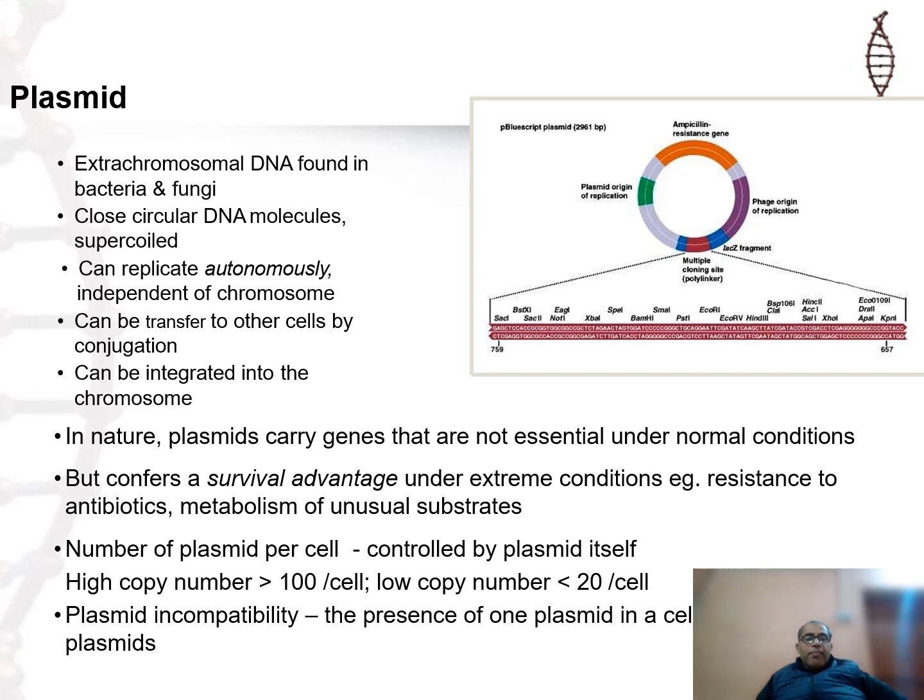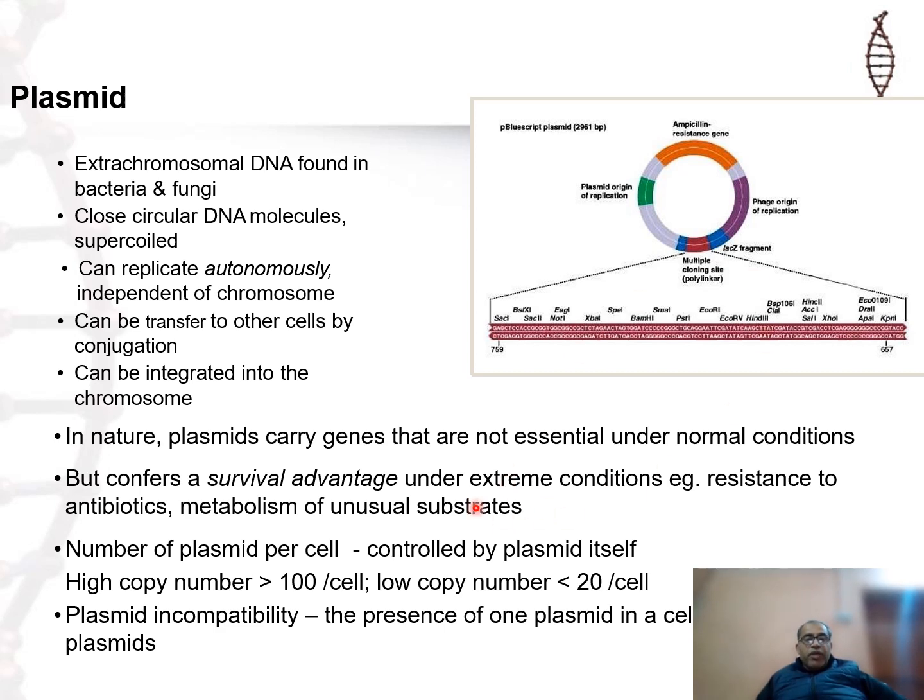This one is, for example, plasmid DNA. Here, the multiple cloning sites have been indicated, which you can use to insert a specific or particular gene into these sites, and then that plasmid vector will be transformed into a particular host for replication and producing its identical copies.